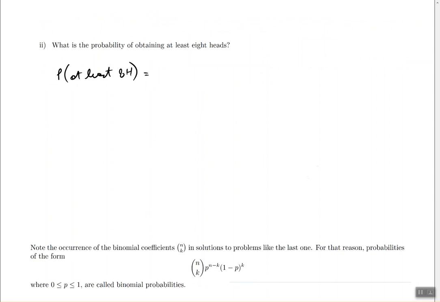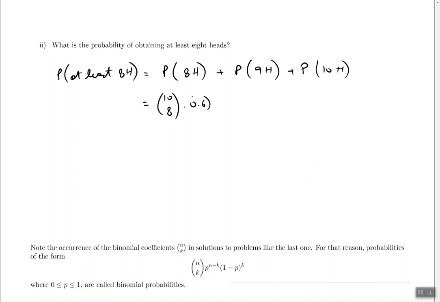And finally, what's the probability of getting at least 8 heads? The probability here is going to be the probability of getting 8 heads plus the probability of getting 9 heads plus the probability of getting 10 heads. And so to calculate, we're going to use the same kind of logic we did in part 1. So first of all, how many ways can you get 8 heads out of 10 tosses? Multiply by the probability of getting heads, and multiply that by the probability of getting tails.